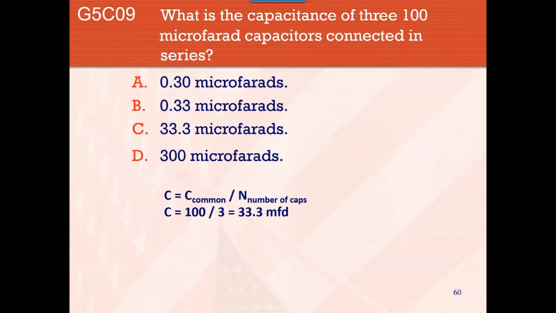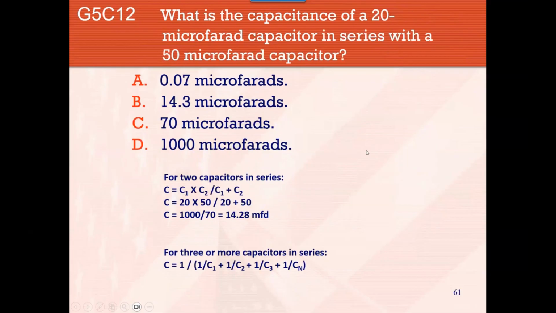Capacitance of 3 microfarad capacitors connected in series. In this case, they're all the same value. We can divide by 3. So 100 divided by 3 was going to be 33.3, as we can see when we divide it out. Easy enough. Capacitance of a 20 microfarad in series with a 50.